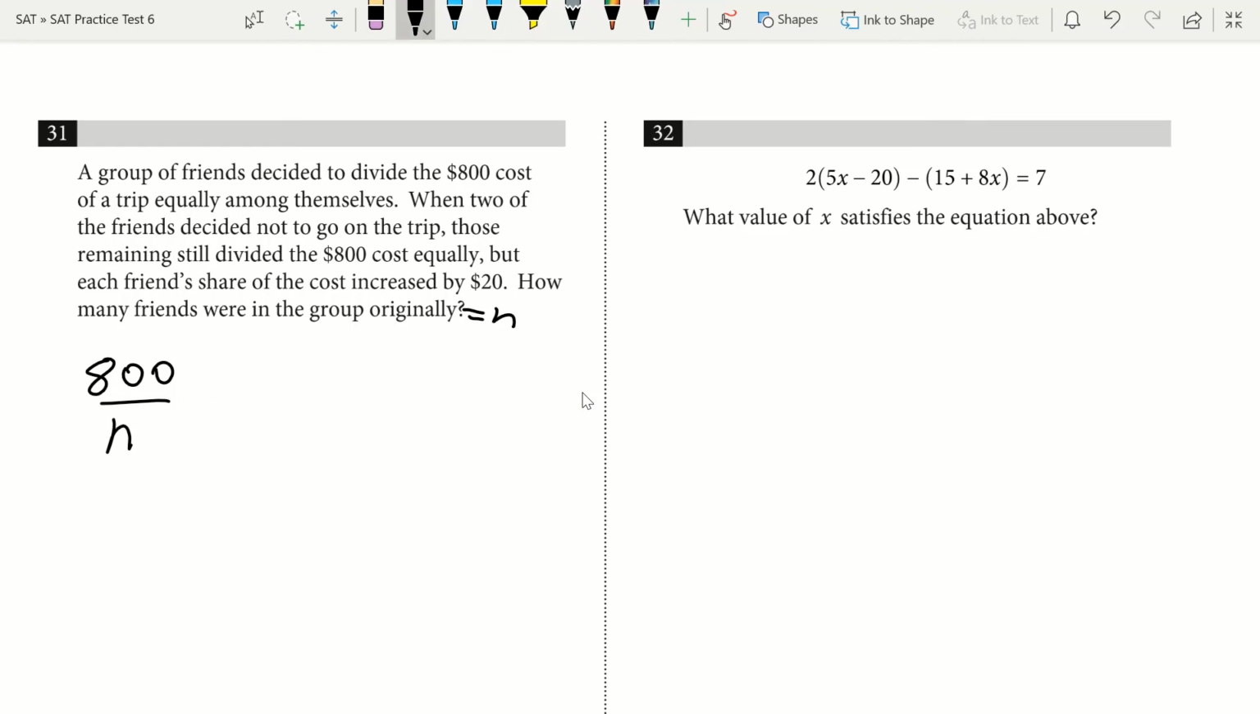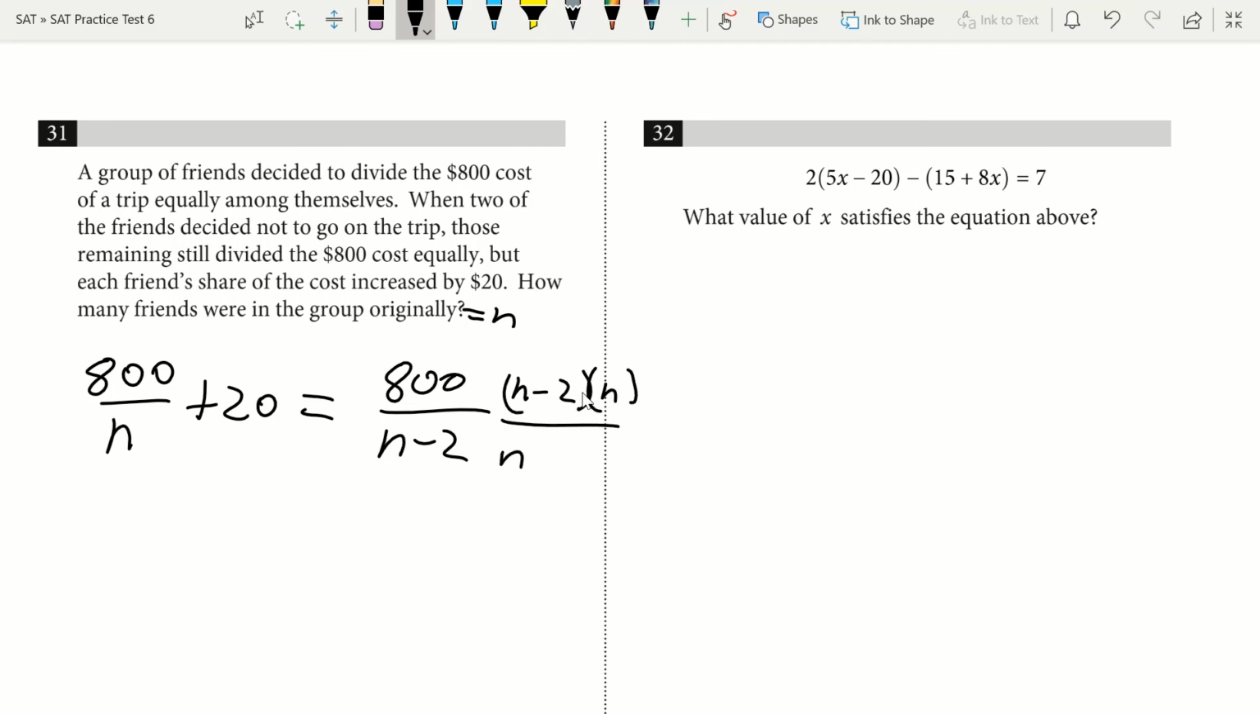But we're told after these friends decided to drop out, they had to pay $20 more, right? So what they had to pay originally plus 20 is what they have to pay now when they have two less people. So the original number minus 2. All right, so what I see is my least common denominator is n times n minus 2. So I have to multiply each part by that, right? Each equation by that. So I do that.